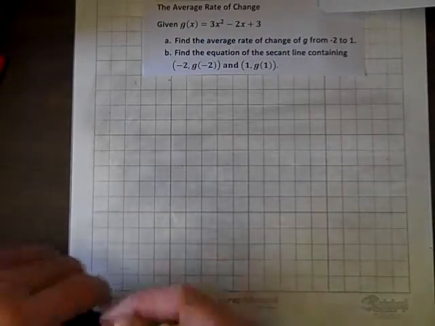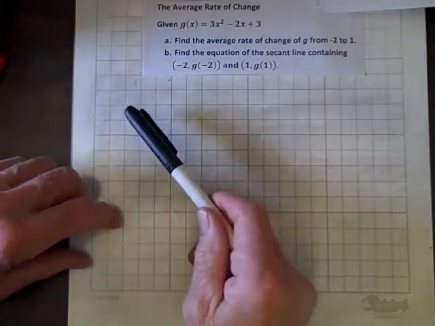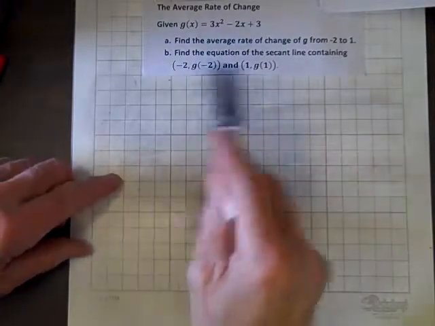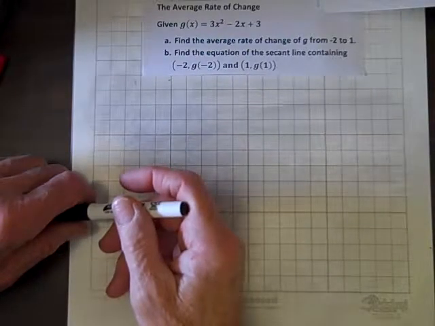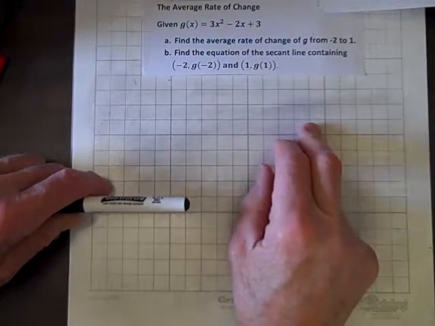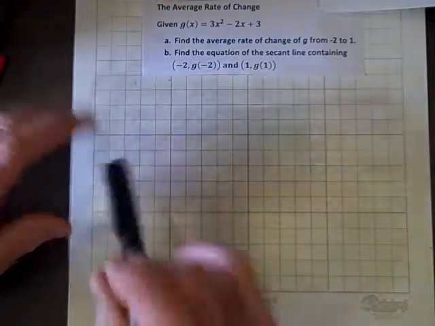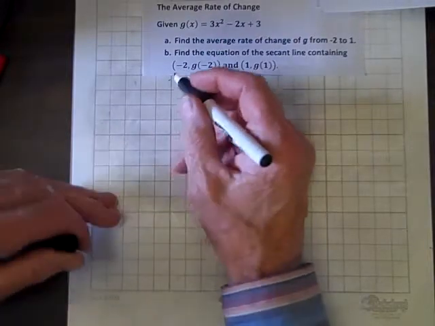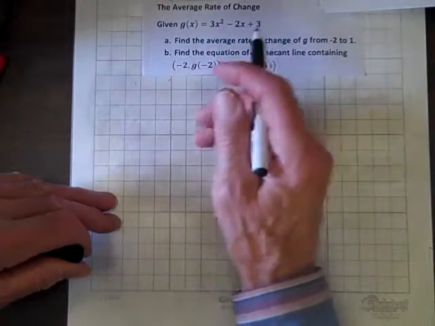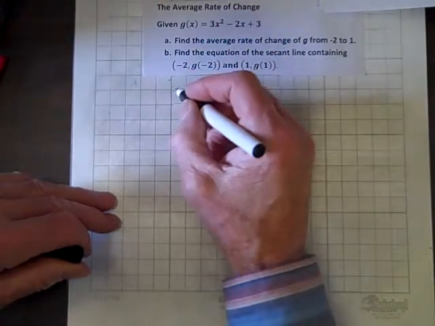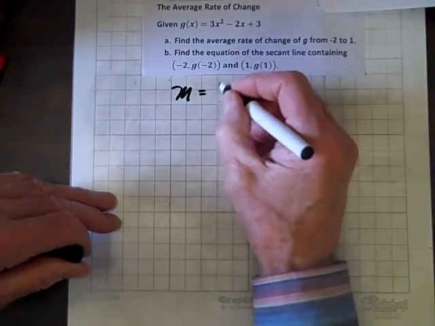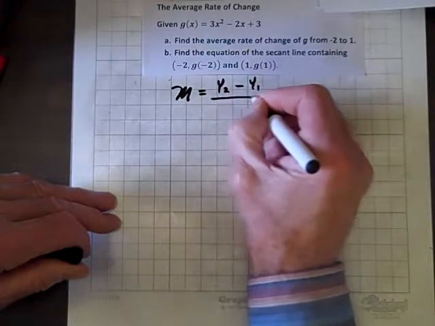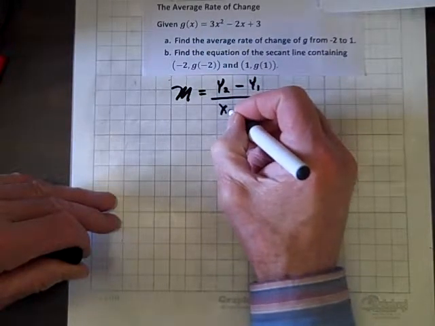Well, the goal today is to find the average rate of change of a function relative to two given x coordinates. So here's what I want to point out. When you're talking about average rate of change, you're really talking about the slope of a line through 2 points. And you know this, that slope m equals the difference of two y coordinates divided by the difference of two x coordinates.